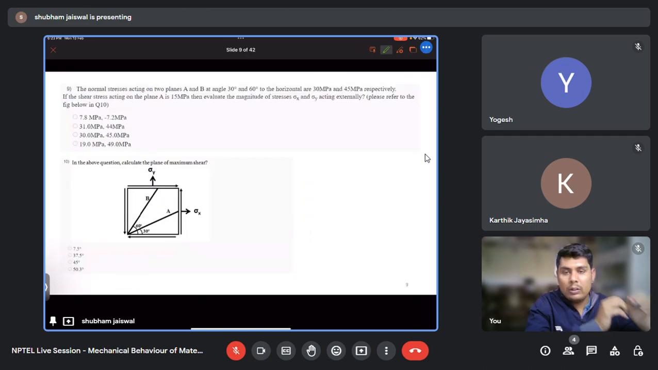So now here comes question 9. The normal stress acting on two planes A and B at an angle 30 degree and 60 degree to the horizontal are 30 megapascal and 45 megapascal respectively. If the shear stress acting on the plane A is 15 megapascal, then evaluate the magnitude of stresses sigma x and sigma y acting externally.